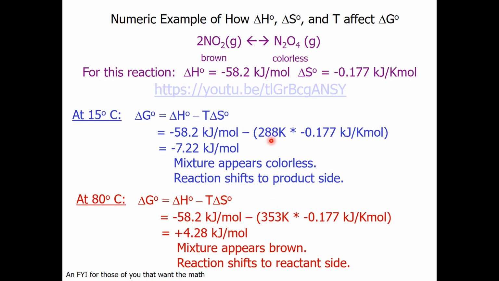Now instead of 288, we use 353 for our Kelvin temperature. This makes the magnitude of this minus T delta S term more important than the delta H term, and we get a positive value for delta G naught. This means don't go spontaneously forward. In fact, when we get to equilibrium, you'll realize this actually means go backward, shift to reactant. And sure enough, you may notice that at high temperature in the video, the reaction appears to be brown.